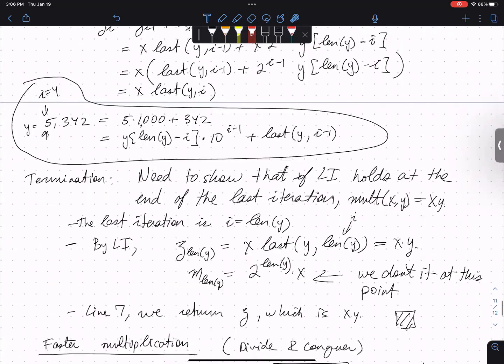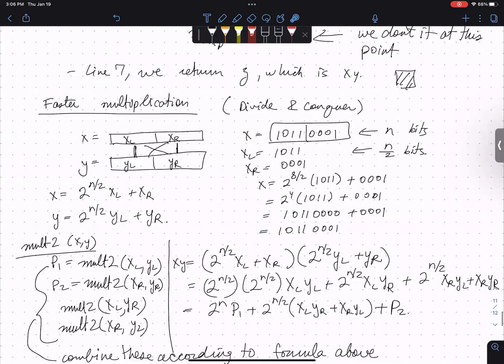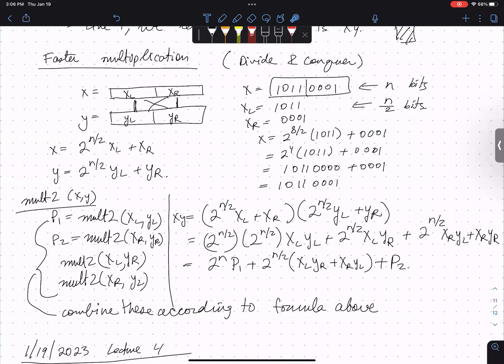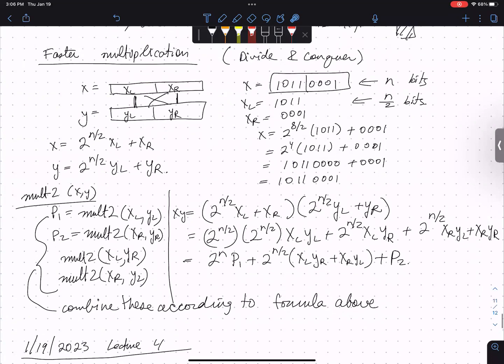Then for this n squared algorithm, we asked if we can do faster, and I tried to design a faster algorithm for you last time. This was the algorithm, and now we're going to use this as a gateway to analyze the running time of a recursive algorithm, to talk about how to do that. So let's look at this algorithm here.